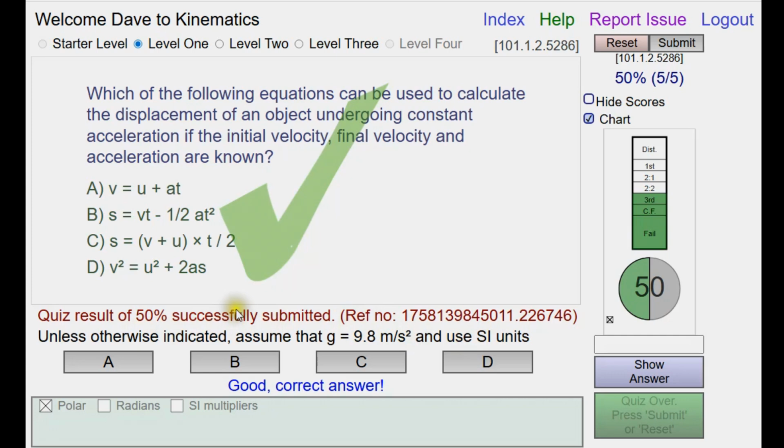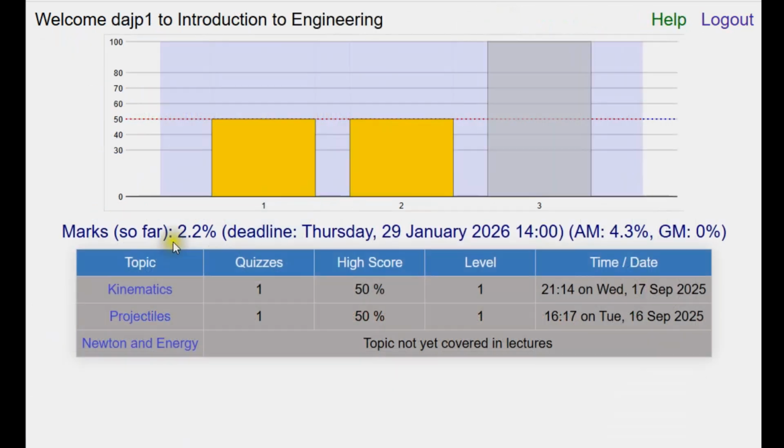It says it's been successfully submitted, which means that I don't need to press the submit button. It's already been submitted. The result has been stored in the database. It's not a bad idea to just store that reference number, just in case. But we can go back on the index and see that now I have got a complete quiz run in kinematics. I scored 50% on level 1, and that's when I did the quiz.